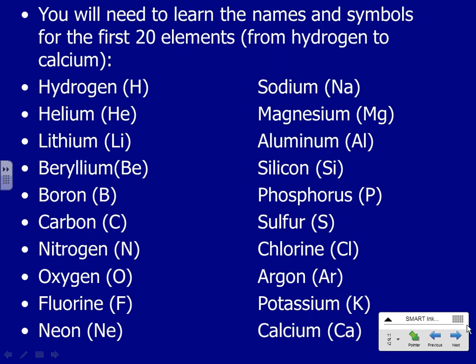You can write this top bullet. You will need to learn the names and symbols for the first 20 elements. Now, I'm not going to give you time to copy that down because time is ticking away here in class. You can find your periodic table and you can make that list yourself. If maybe you don't even want to make the list, maybe you just want to study it right from the periodic table, then you don't even need to write that down. But that's up to you.